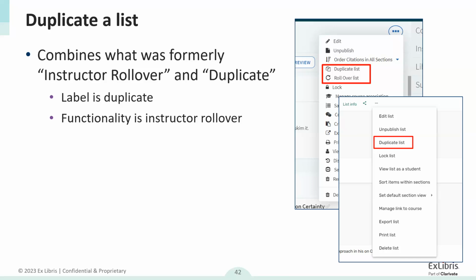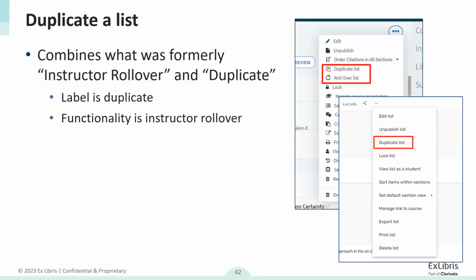So an example of this is that the citation statuses on the copied list are not necessarily the same as the citation statuses on a rolled over list. So we were also taking this into consideration, the feedback that we got from libraries about this. So technically behind the scenes, what we've done in the new UI is that we're using the instructor rollover functionality, but the label for it is called Duplicate. So that's how we've combined it.